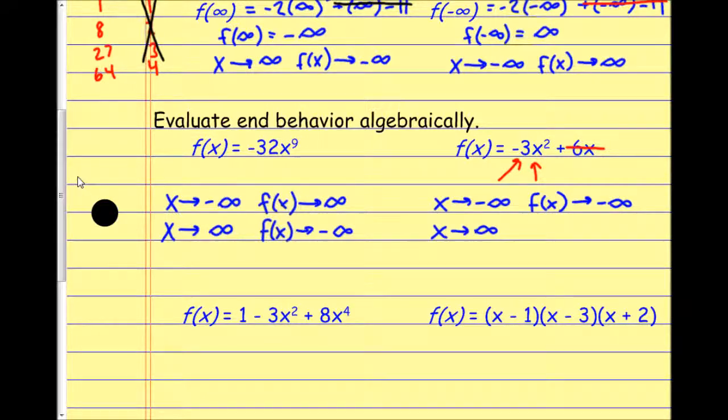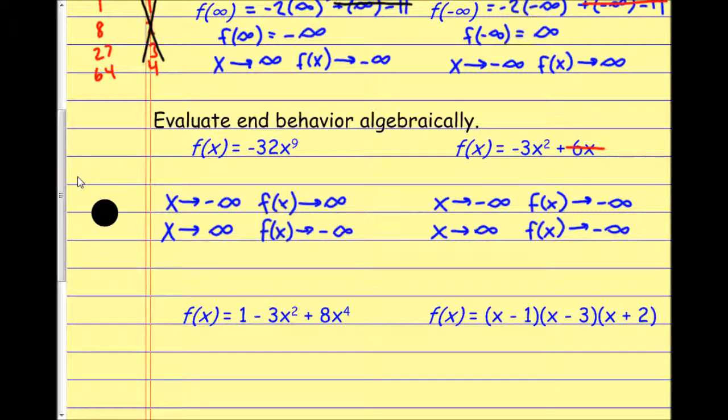And then I do the same thing with the positive. Positive infinity squared, I do the squared first, is a positive infinity, times a negative 3 is a negative infinity. So as x goes to positive infinity, f of x also goes to negative infinity.